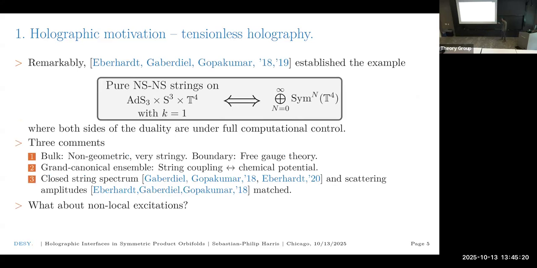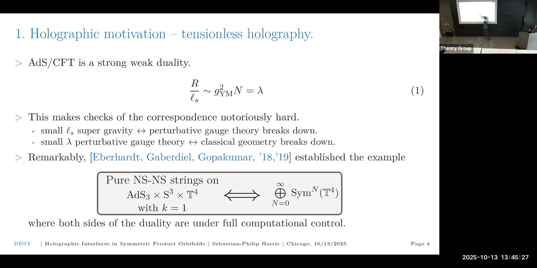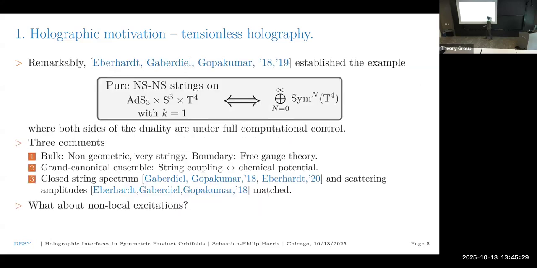So I'd like to make 3 comments about this before moving on. So first, where is this on the strong weak scale? The bulk is very non-geometric and as stringy as could be, as far away from supergravity as you can imagine. And on the boundary, you just have the free gauge theory. So in particular, it's no big surprise that this side is under good control. What's remarkable is more that the other side of the duality is well understood.